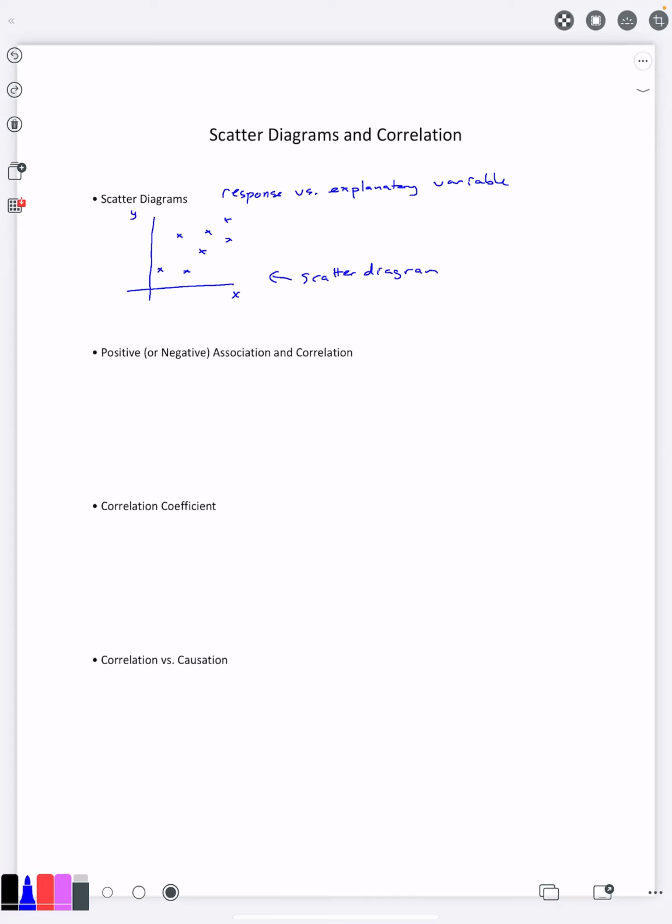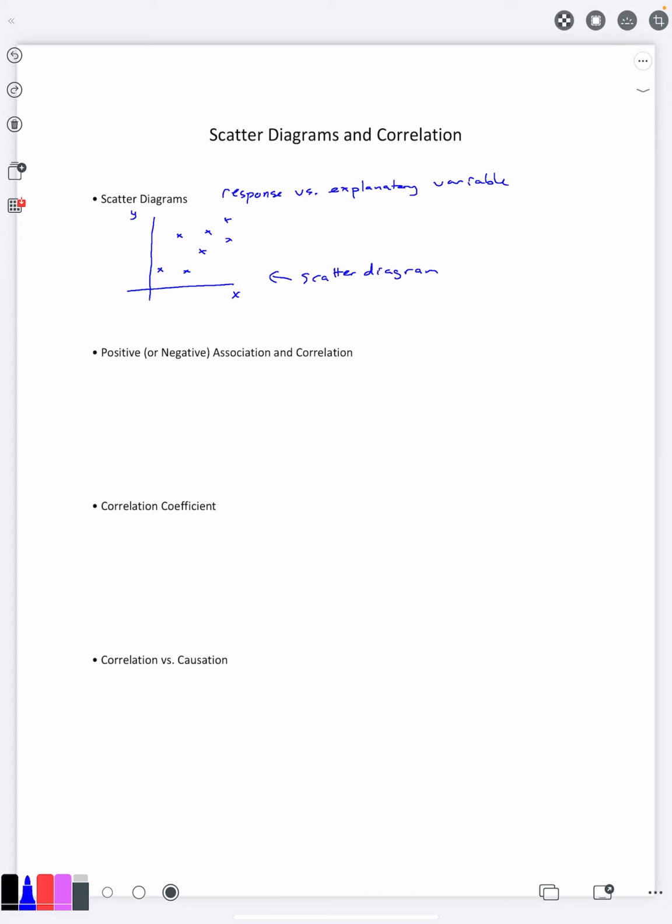What we're going to be doing now is looking at the scatter diagram and asking, what can we tell? Is there any kind of pattern there? Can we do any calculations based on this pattern? Can we make any predictions? And so on. That's where we're heading at this point.